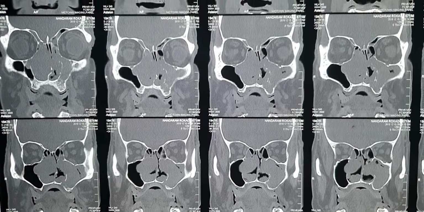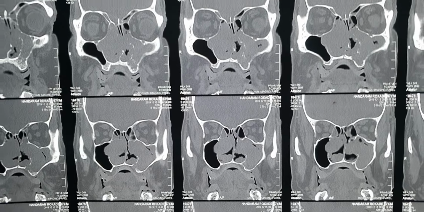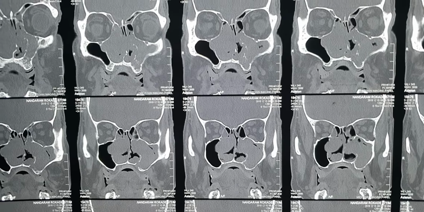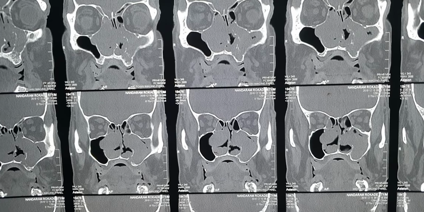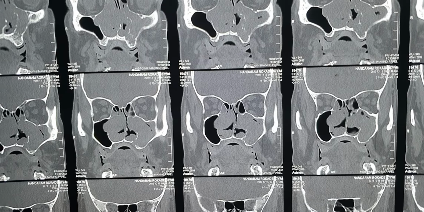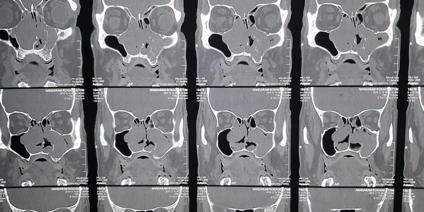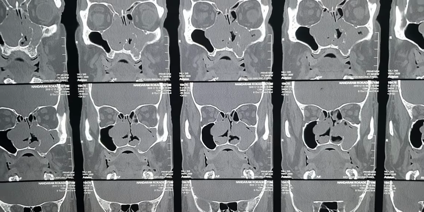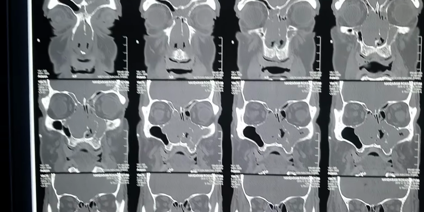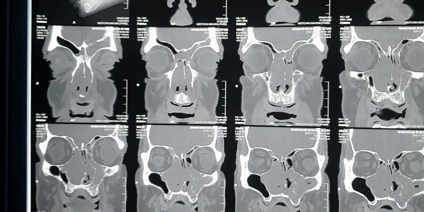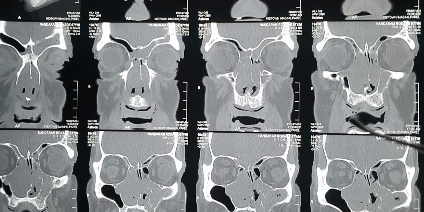Now, when you order a CT scan, you always have to make sure that you keep 2 points in your mind. That is, the first being the thickness of the scan, and the second one being the positions of the sections you're asking for. So, the first point was the thickness of the scans. Now, as you can see, this patient's CT scan is of 2 mm.